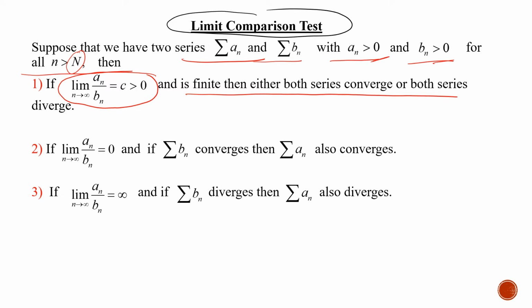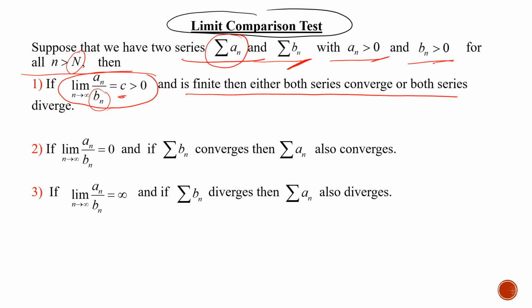So you should take a series for which you know the nature. Like you want to check the convergence or divergence of a series an. So you take a series bn whose nature you know, and then you divide an by bn, and taking the limit n tending to infinity, if you get a finite value c, which is greater than 0, then if bn is convergent, an is also convergent, and if bn is divergent, an is also divergent.